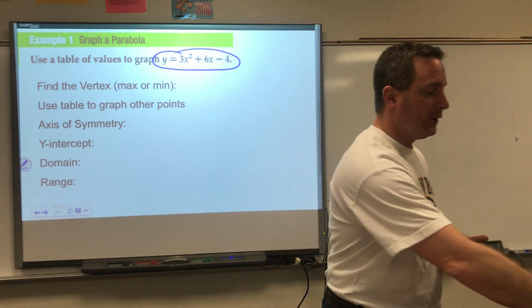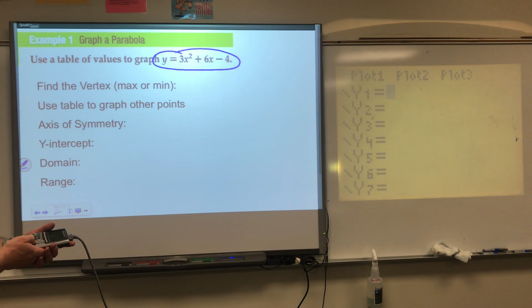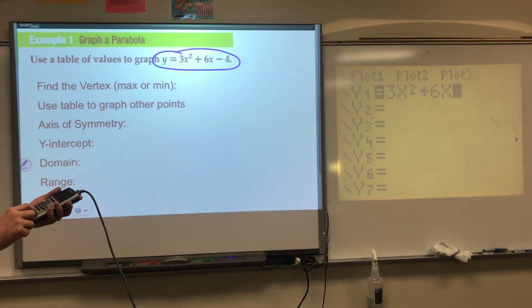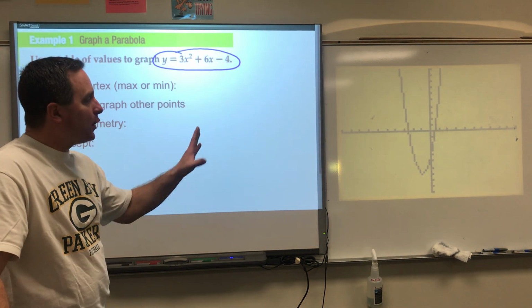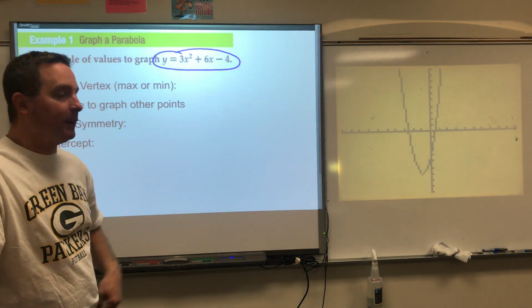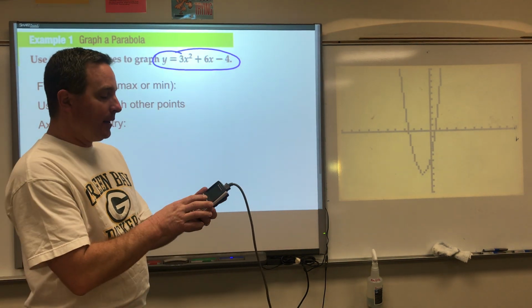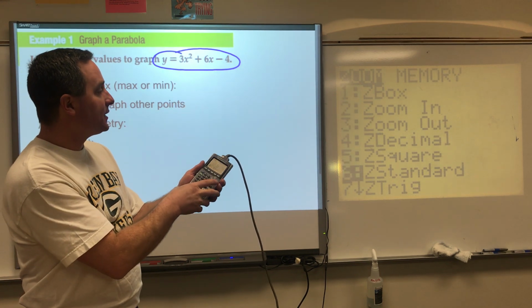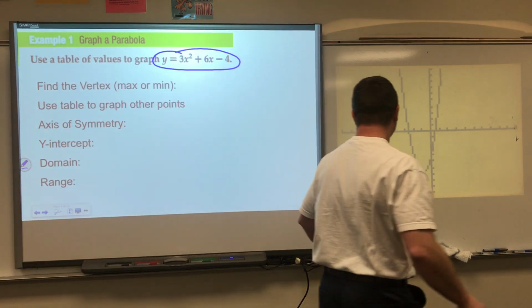First things first, to graph this, we have to type it in the calculator. So I'm going to go to y equals, and type in 3x squared plus 6x minus 4. Then I'm going to press graph. Now again, if your window is messed up or different from a previous problem that you did somewhere along the line, we want to reset it to the normal 10 by 10 screen. So I'm going to press the zoom button, go down and hit number 6. Zoom 6 and press enter. We should all get this picture on our screen.